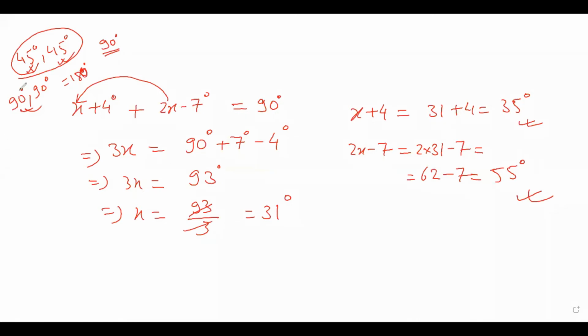Question number 7. Keep writing, all of you. The two supplementary angles are in the ratio of 2:7. So let the angles be x. It is given in the ratio 2:7, so one angle will be 2x and the second one will be 7x, and the sum of these two angles is 180 degree. Why? Because it is given supplementary angles.